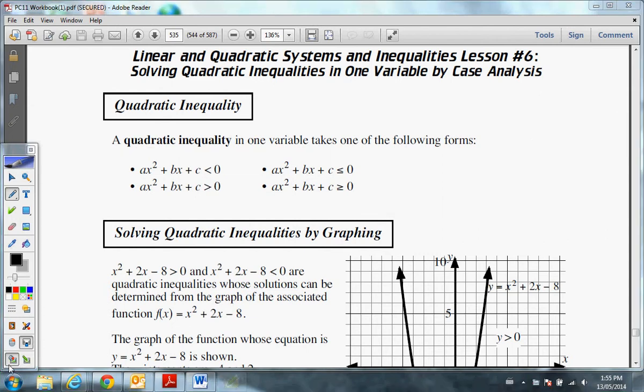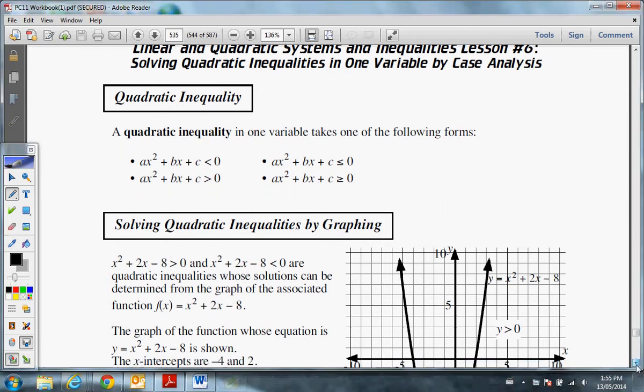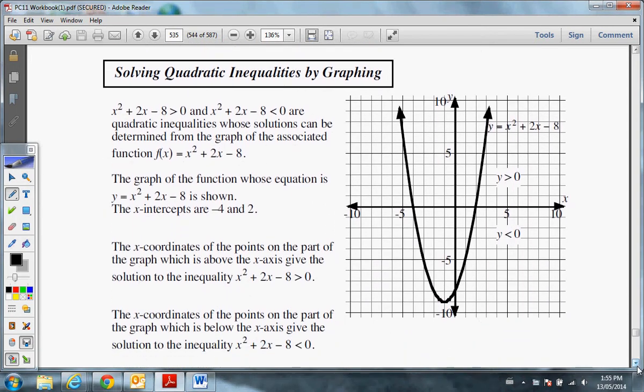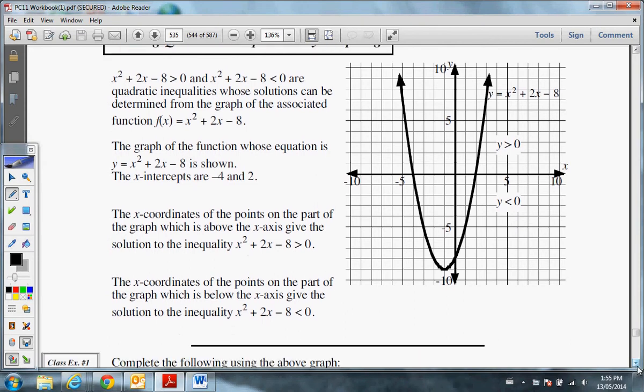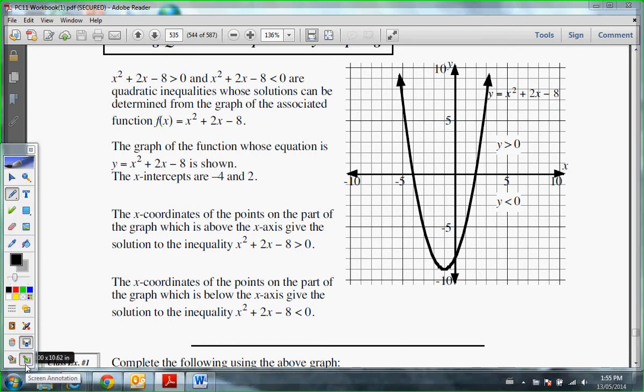Okay, so let's get down here to this example: solving quadratic inequalities by graphing. Just building up what we've already talked about. It says x squared plus 2x minus 8 is greater than 0, and x squared plus 2x minus 8 is less than 0 are quadratic inequalities whose solutions can be determined from the graph of the associated function x squared plus 2x minus 8. Just really quickly, let's factor this for practice.